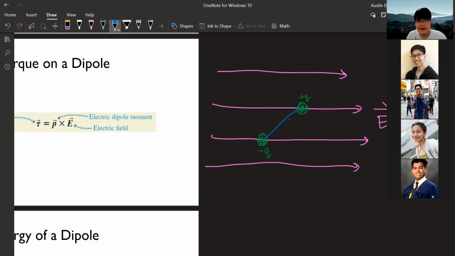So therefore, ang nangyari sa kanila is that itong positive mo, makaka-experience siya ng force na pag-ganon, kasi pag-ganon yung electric field. Tapos ito naman, pabaliktad kasi it points towards negative yung charge niya. I'm so sorry. Okay? Now, let's calculate the torque.